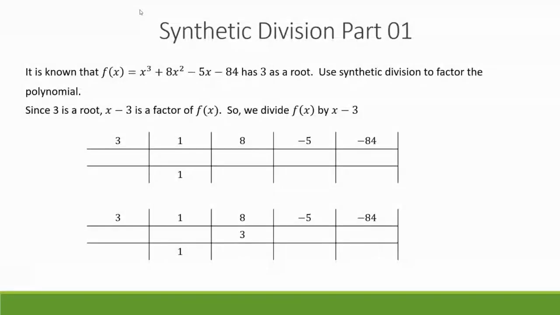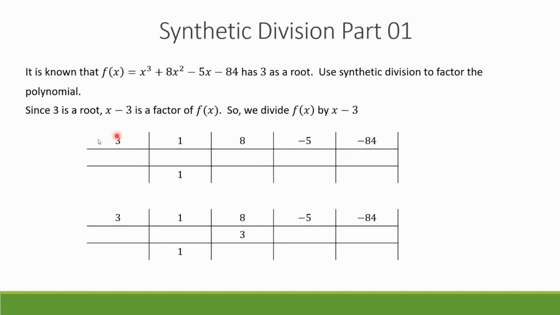x minus 3 is a factor of f of x. In other words, if you divide f of x by x minus 3, you will get remainder 0. I mean, what's the quotient? That's what we're after. So we can use synthetic division since we have x minus a number.